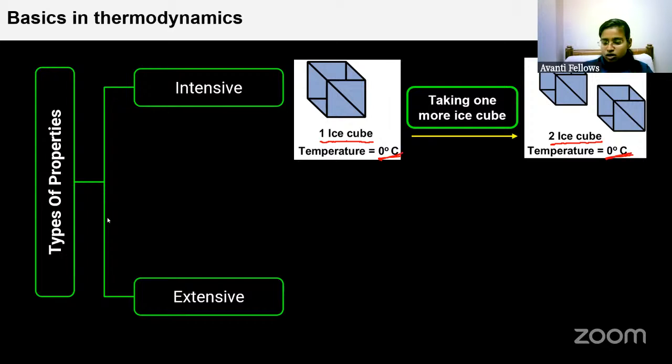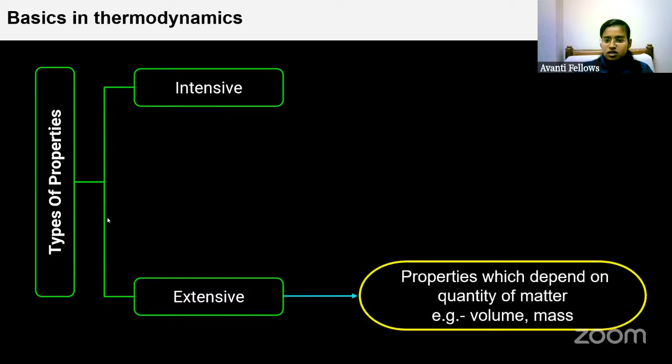Is it clear to all of you? Any doubt from this? Okay, now we will go for extensive. Extensive is the opposite of intensive. The properties which depend on the quantity of matter. Examples are volume, mass.